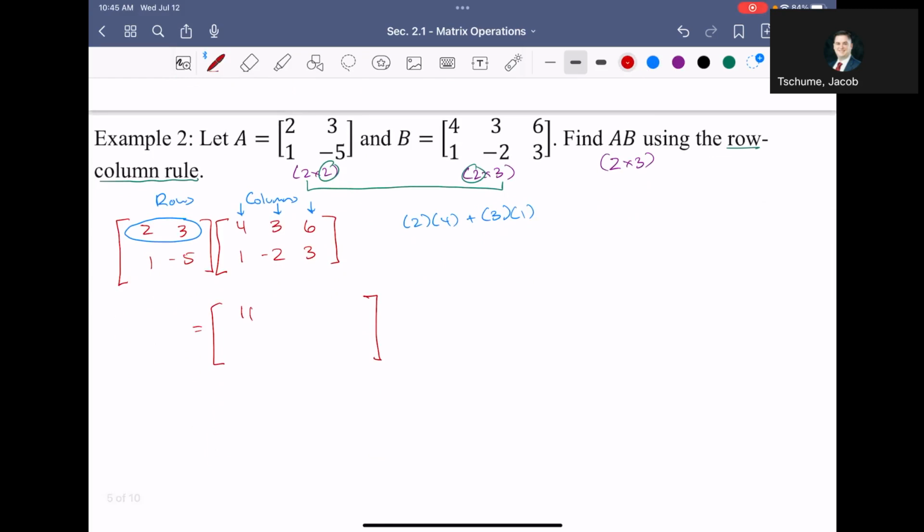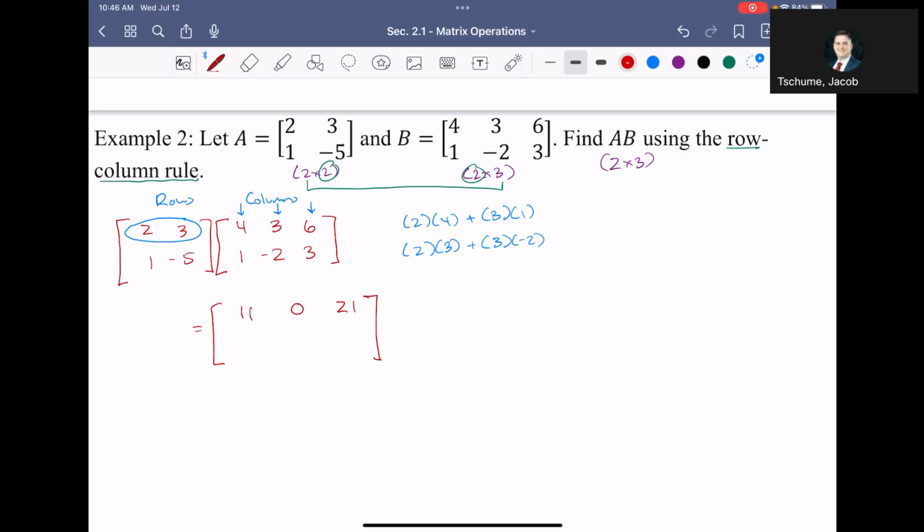Now that you've done row 1, column 1, you move to row 1, column 2. I'll do this one more time, writing it out. I'm going to take 2, 3 and multiply it by 3, negative 2. That would be 2 times 3 plus 3 times negative 2. If you compute that out, that ends up being 6 minus 6, which is 0. So that's the next number in my top row. Just keep doing this until you run out of columns. So if I do 2, 3 times 6, 3, in my mind, that is 2 times 6 is 12, 3 times 3 is 9, so 12 plus 9 gives you 21.